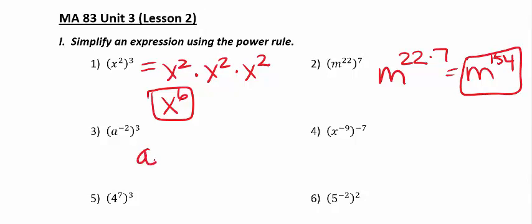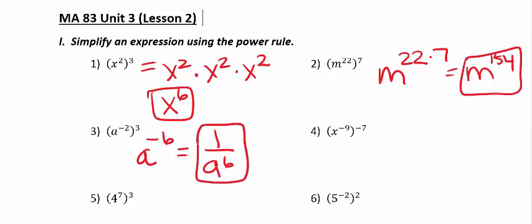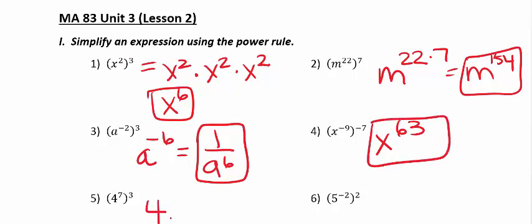We're going to keep the base of a, and we're going to multiply negative 2 times 3 and get negative 6. It's a negative power, so we're going to bring it down to the denominator, and it becomes a positive power. We're going to write its reciprocal. Keep the base of x, multiply negative 9 times negative 7, and we get 63. Keep the base of 4, multiply 7 times 3, and get 21. Keep the base of 5, multiply negative 2 times 2, get negative 4.